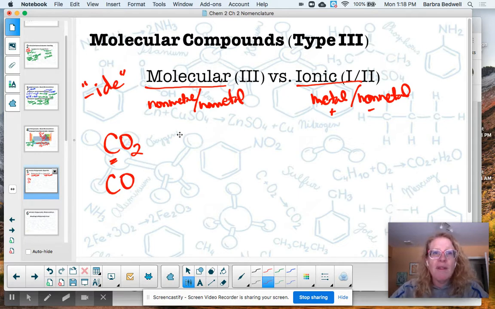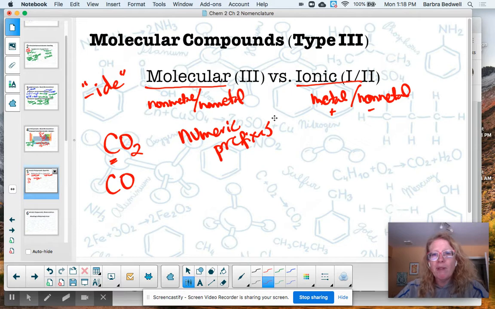So these are the ones that have the numeric prefixes. We use numeric prefixes to tell us the formula. And we literally have to state the formula in the name because of this law of multiple proportions. There's so many different ways that they can combine together. We have to be really specific about what we call it because there's a lot of different variations that are possible. So the numeric prefixes are really pretty straightforward. You probably remember a lot of them. So mono is 1, then there's tri.